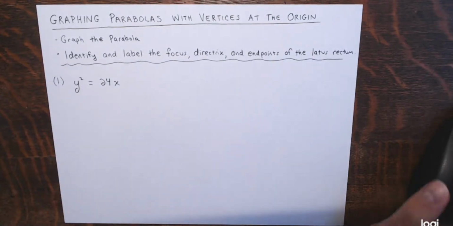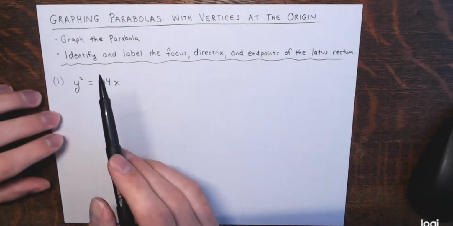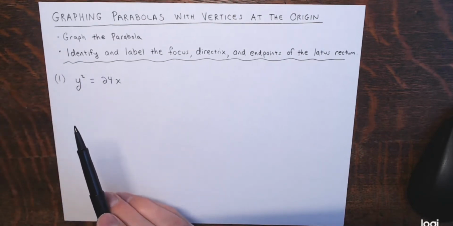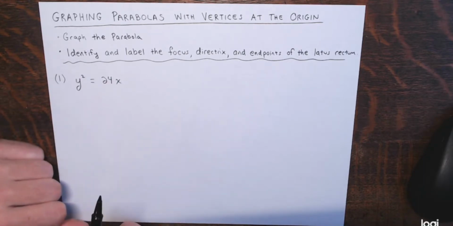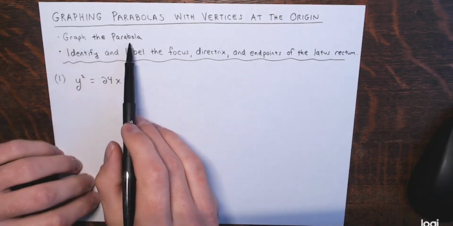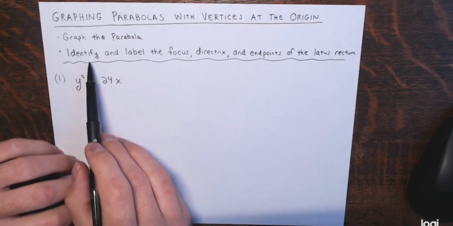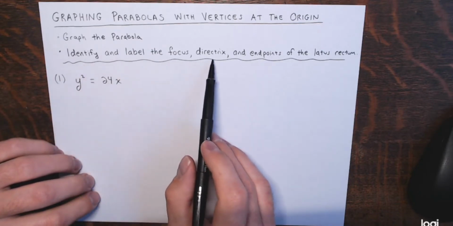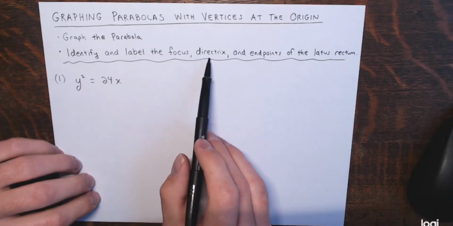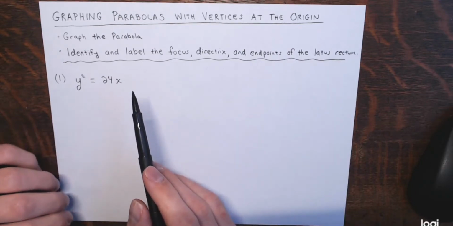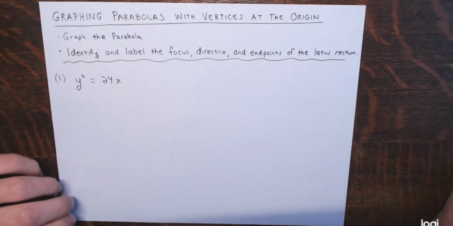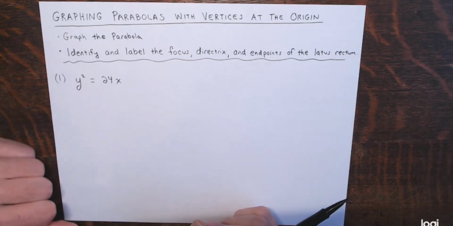In my first example, and in all these examples, we're given an equation that may or may not be in standard form, and I'll write out the standard form most times, at least in the first several examples. And we're asked to graph the parabola, and then identify and label the focus, the directrix, this special point, this special line, and the endpoints of the latus rectum, which are a couple points on the parabola. They're the endpoints of a segment containing the focus that's parallel to the directrix.